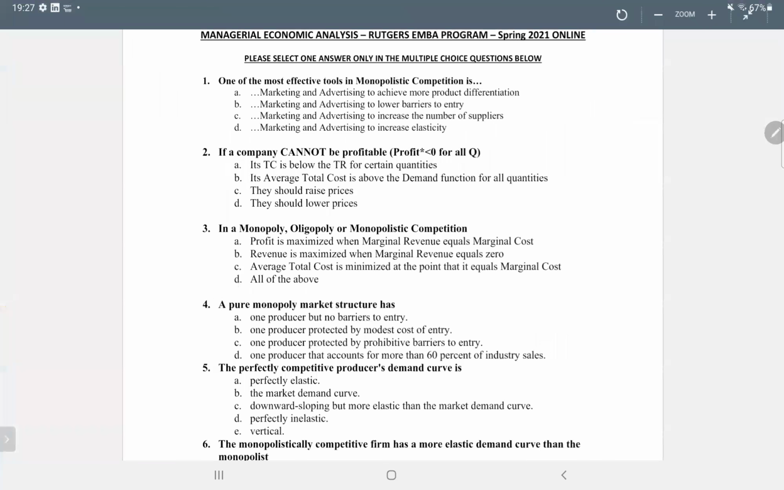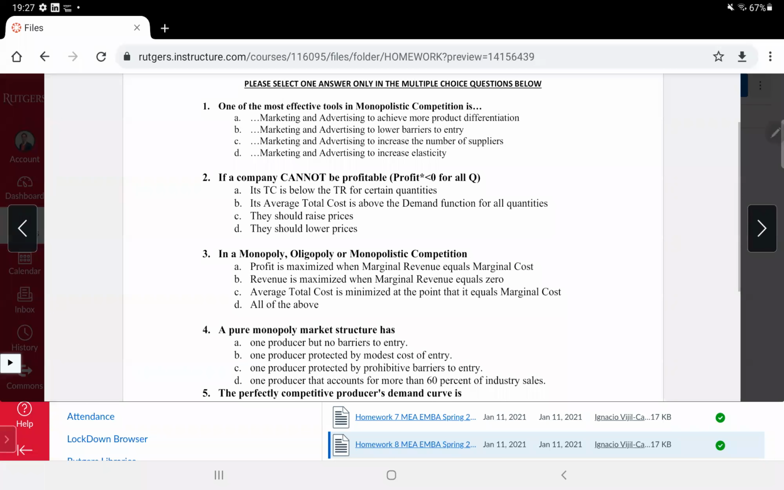So if a company cannot be profitable, as we see here, we have its total cost is below the total revenue for certain quantities. That's not true. The total cost will be above the total revenue for all quantities, right? Its average total cost is above the demand function for all quantities. That's the one. 2B, as in Bravo.